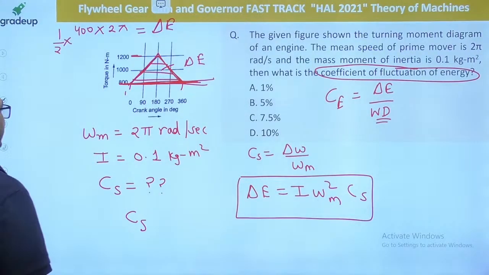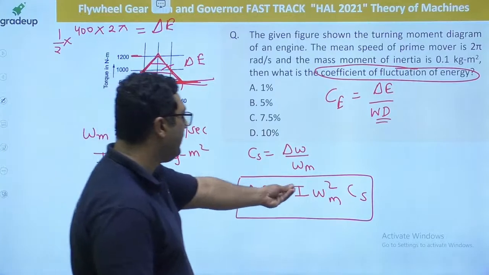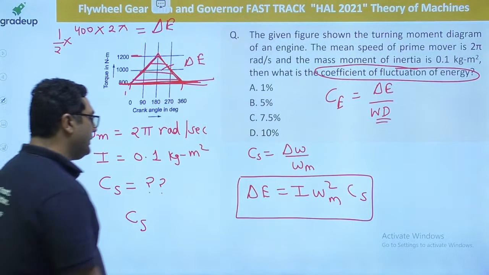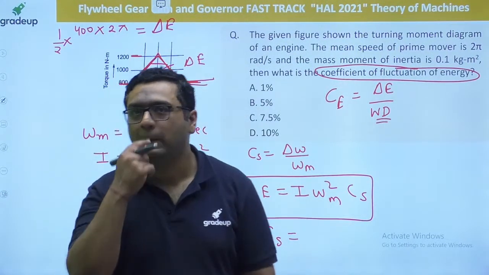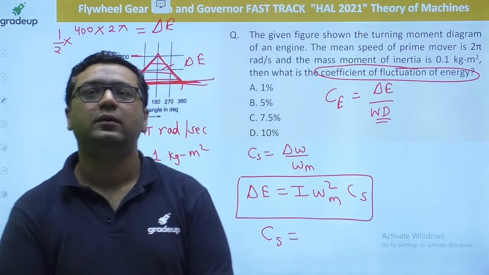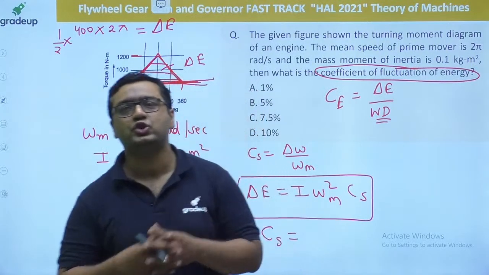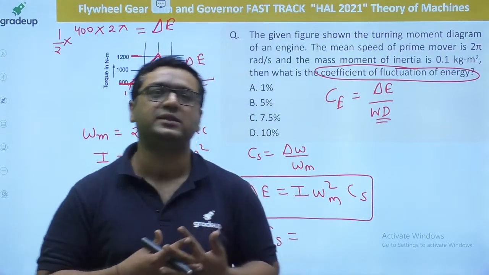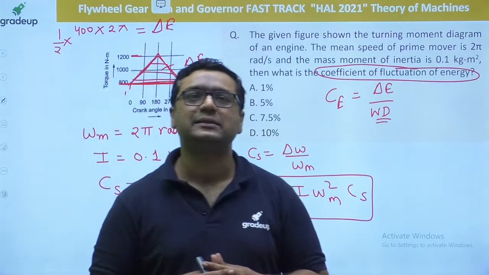When you try for CS, you will write this area. It is going to be 400 pi. You will equate it with I omega mean square CS. Omega mean is given to you, I is given to you. You can tell me the value of CS. Yes, this question is asking CE, but majority of times the questions that come are asking the value of CS. So I want you to find out CS first. How will you find out CS, guys?